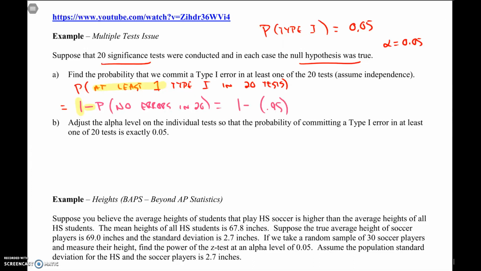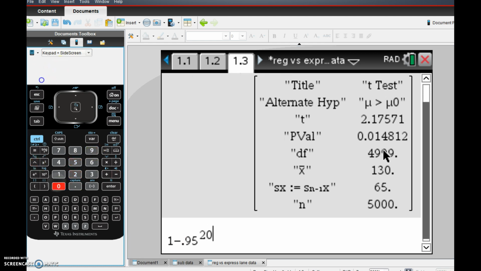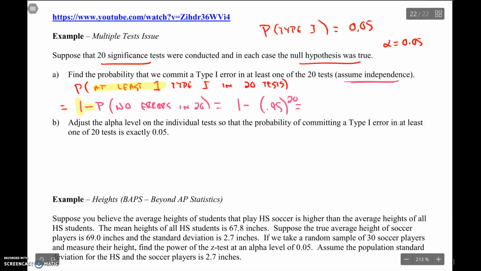I think we do need to assume that we have independent tests. If the tests are independent, then the probability for the second one would be another 0.95, on and on, and there would be exactly 20 of them. You've got to get 20 no type 1 errors. So we can type that in our calculator: 1 minus 0.95 to the 20th power, which is 64%.